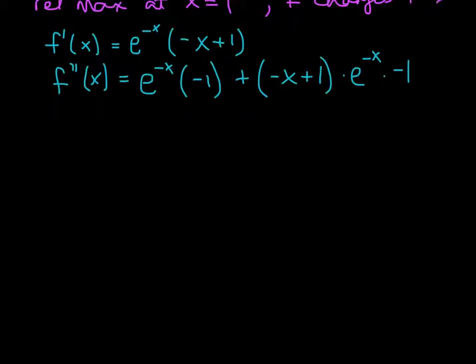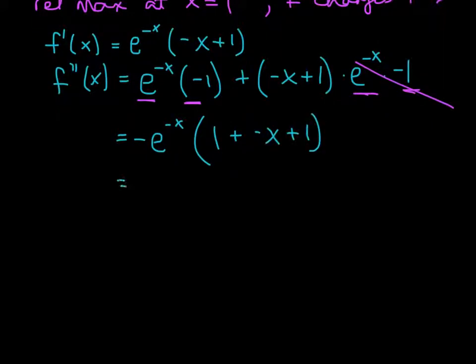Okay, so if I take a look at this, I can definitely notice that I have an e to the negative x on both sides of my plus sign. I also have this negative 1 on both sides. So I'm going to go ahead and factor out a negative e to the negative x from both sides. And so what would be left behind? Well, on the left-hand side, that cancels everything out, so it's just a 1. Then plus, on the right-hand side, this is completely gone, and all that's left is this negative x plus 1. So if I clean that up, I get negative e to the negative x times 1 plus 1, which is 2 minus x.